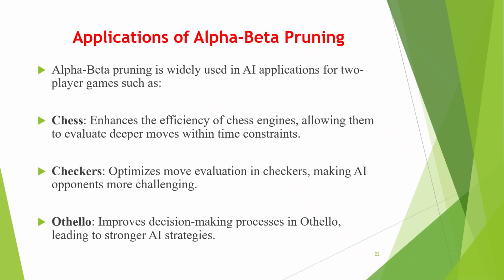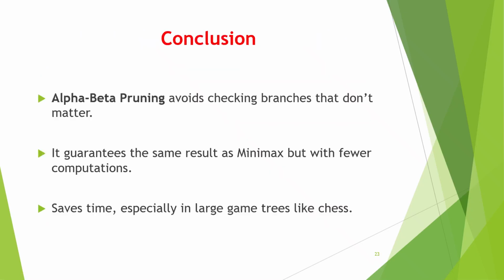Applications of alpha beta pruning. Alpha beta pruning is widely used in AI applications for two-player games such as chess. It enhances the efficiency of chess engines, allowing them to evaluate deeper moves within time constraints. Another is checkers, where alpha beta pruning optimizes move evaluation, making the AI opponent more challenging. Another is Othello, where it improves the decision-making process, leading to stronger AI strategies.